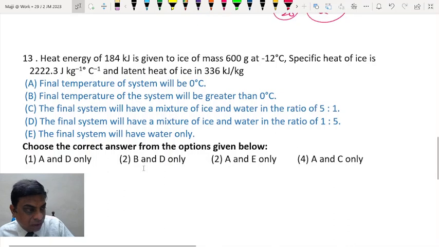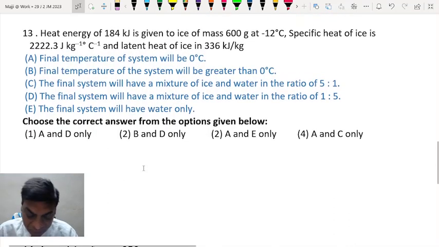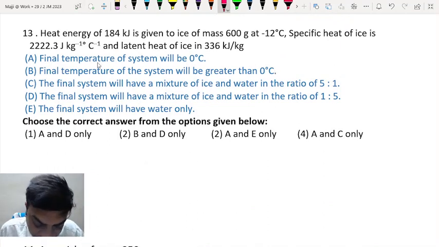Then moving on to the next question: heat energy of this much is given to ice of mass this much at minus 12 degrees Celsius. Specific heat of ice is this much and latent heat of ice is this much. Now they have given different conditions there. We have to check for the correct condition.